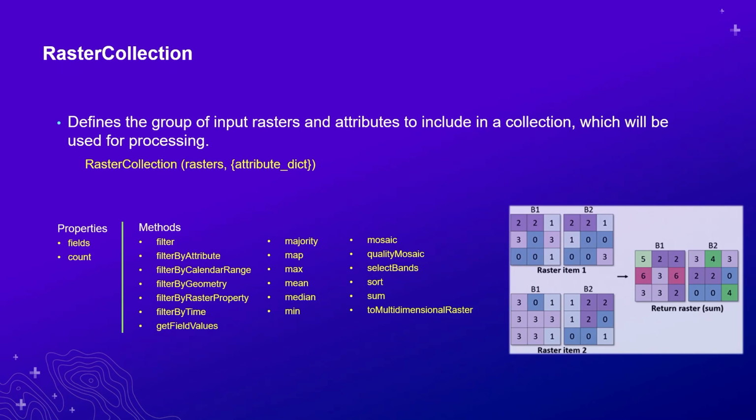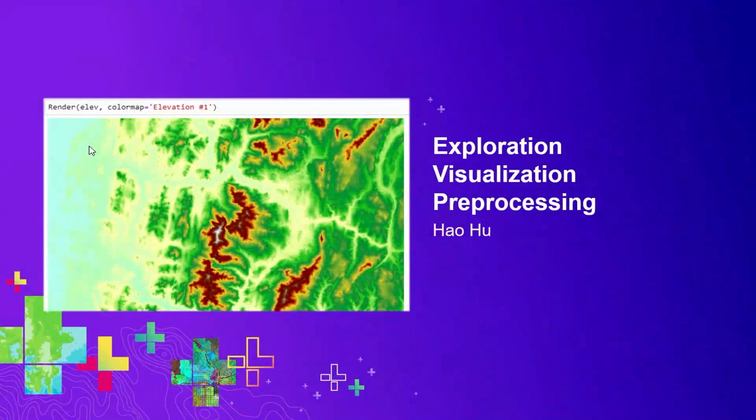And once you define it, you can actually get some properties, and you can call some methods to do some work. There are many methods that will give you some analytical result, like maximum, sum. However, you can also use the map method to apply any function and function chains on that entire collection. Now, with that, I will hand over to my colleague Hao to show you ArcPy in action.